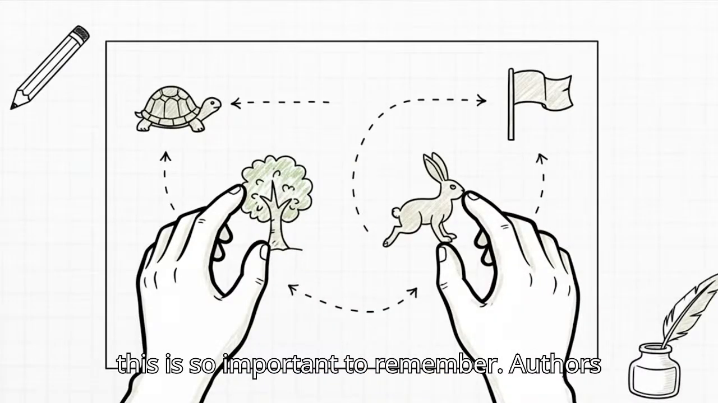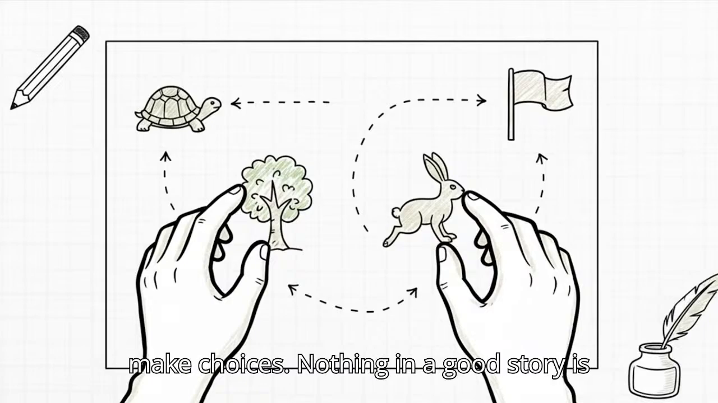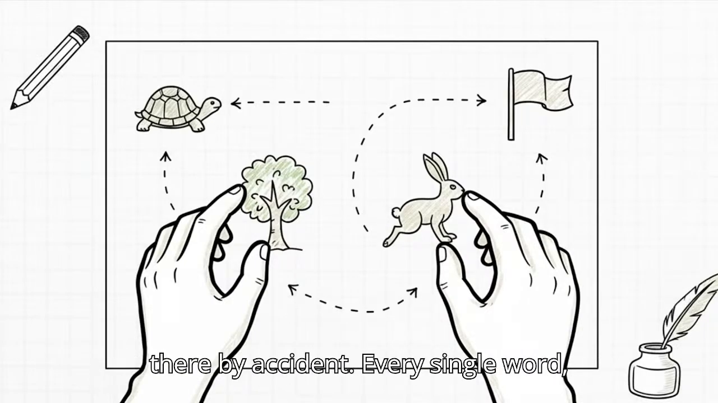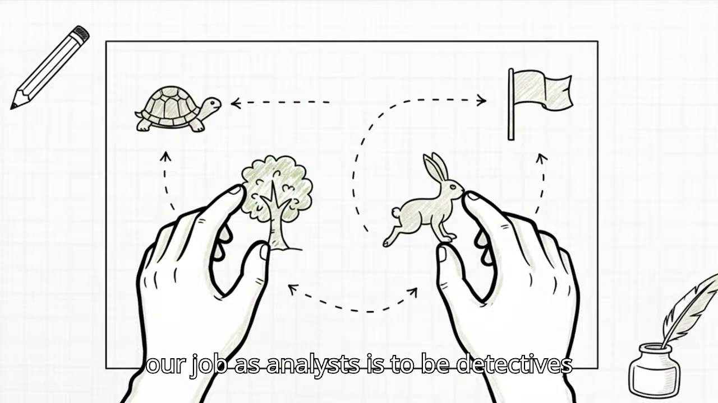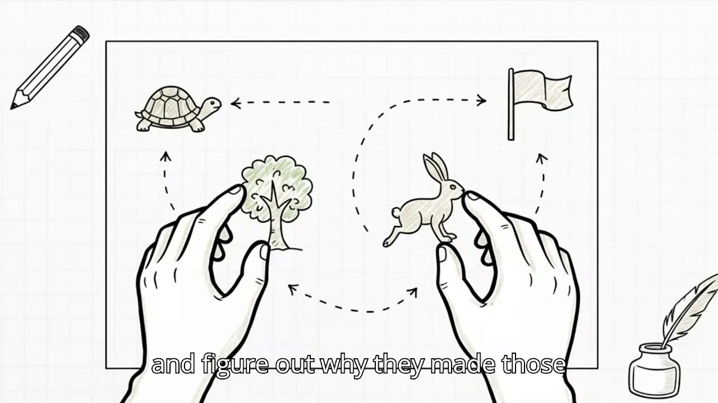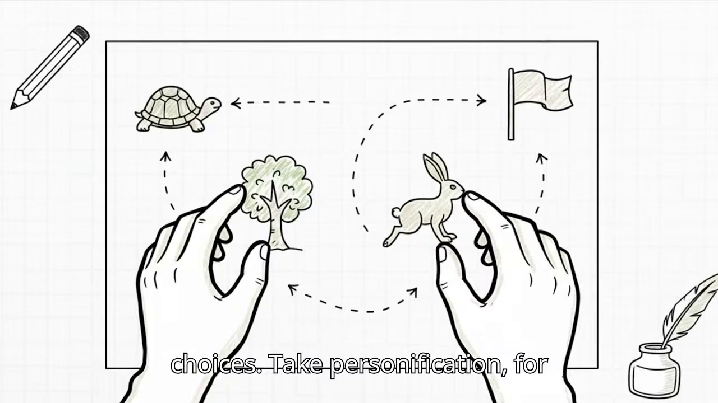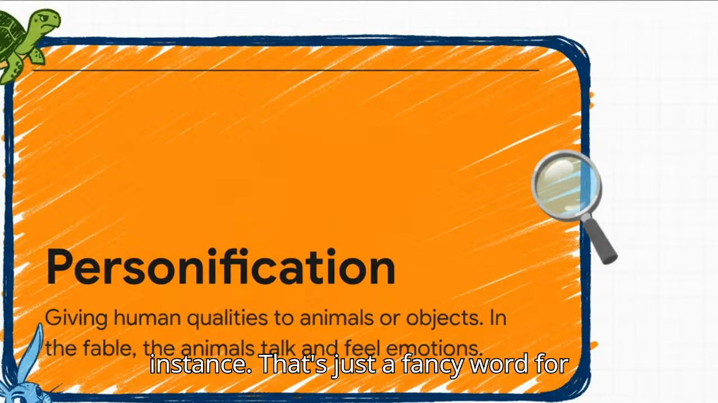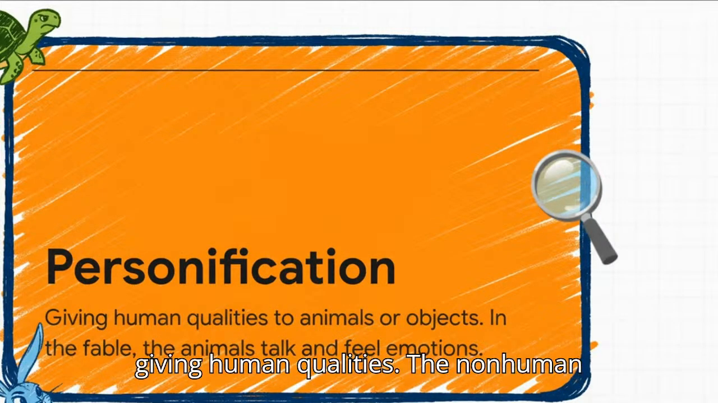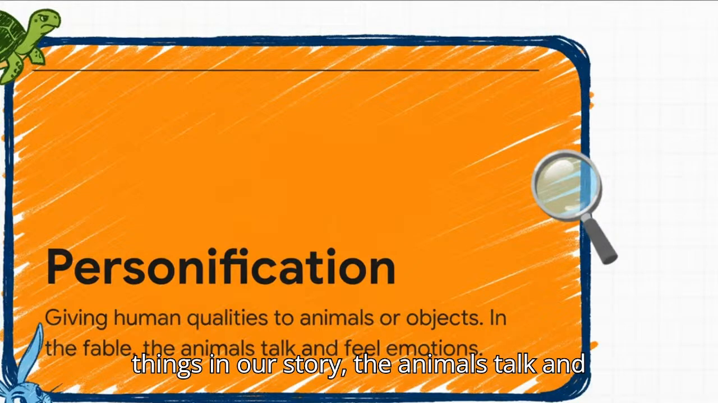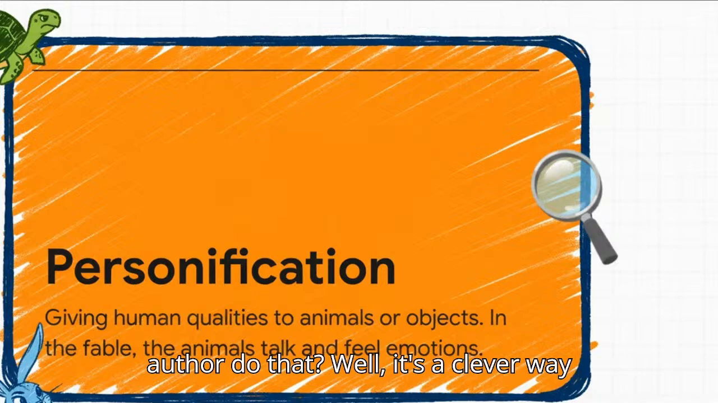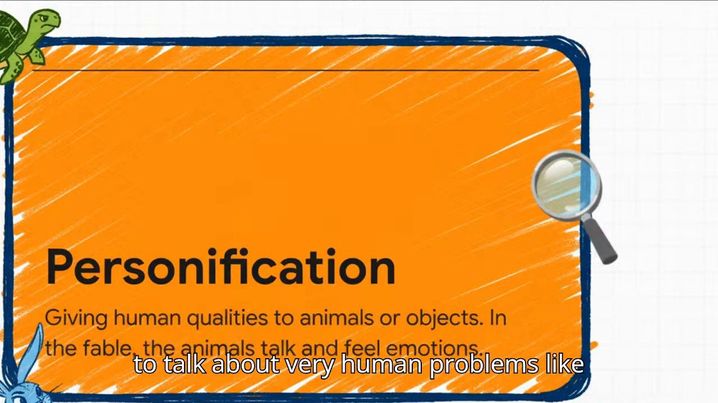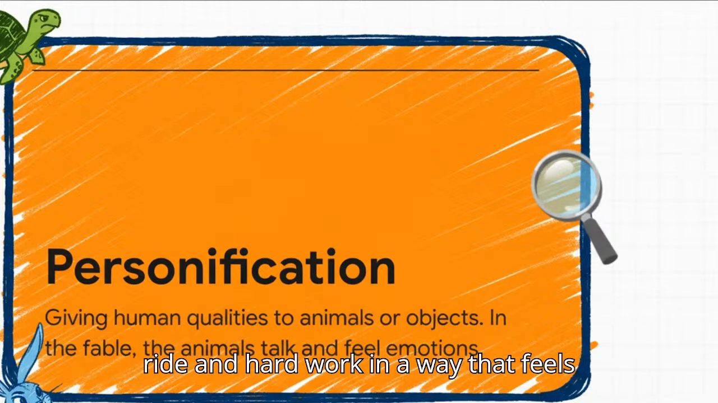And this is so important to remember. Authors make choices. Nothing in a good story is there by accident. Every single word, every decision, it's all on purpose. And our job as analysts is to be detectives and figure out why they made those choices. Take personification, for instance. That's just a fancy word for giving human qualities to non-human things. In our story, the animals talk and have complex emotions. Why would the author do that? Well, it's a clever way to talk about very human problems, like pride and hard work, in a way that feels simple and timeless.